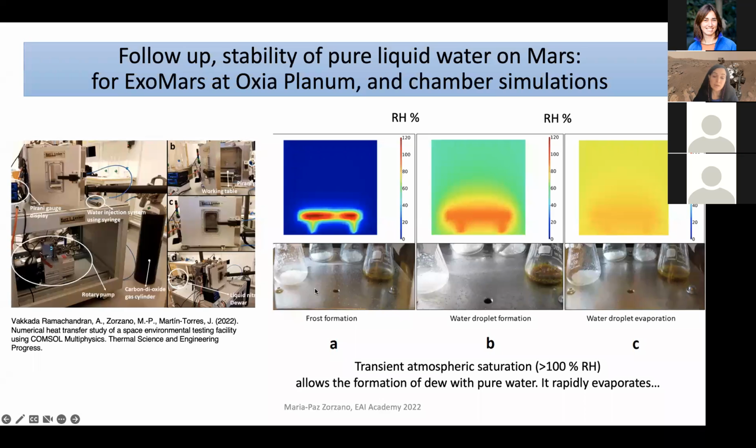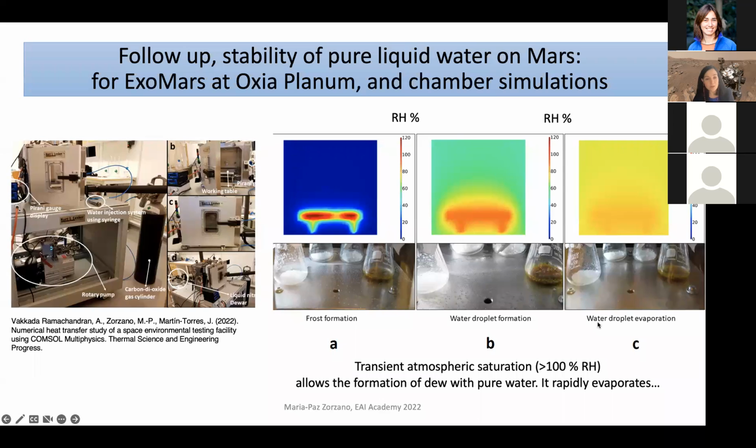What happens is that when the chamber is saturated, what you're first going to see is frost. But eventually, as the temperature changes, the frost is going to transition into dew. So for a few hours, you're going to have pure water droplets that are going to be evaporating very rapidly until they disappear. And this happens to be very interesting for life, because we know on Earth, if you go to some desertic regions, there are microorganisms that can survive with only a few hours of dew.